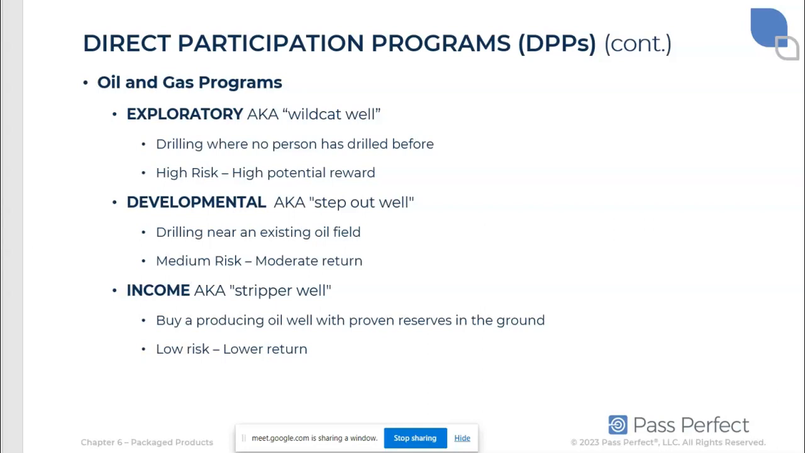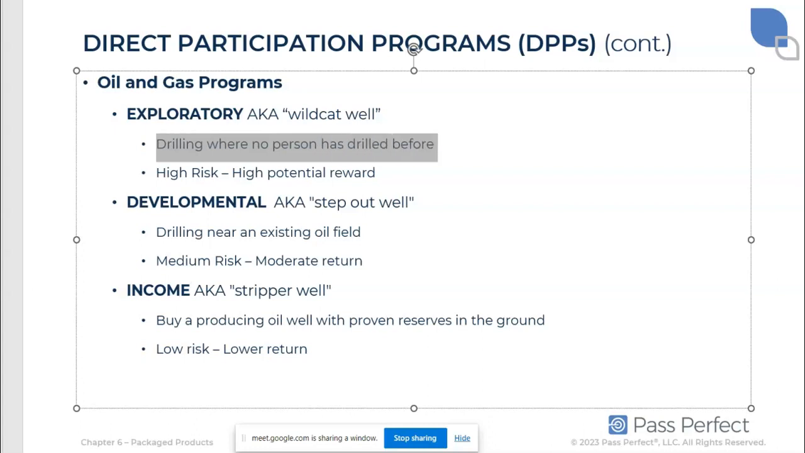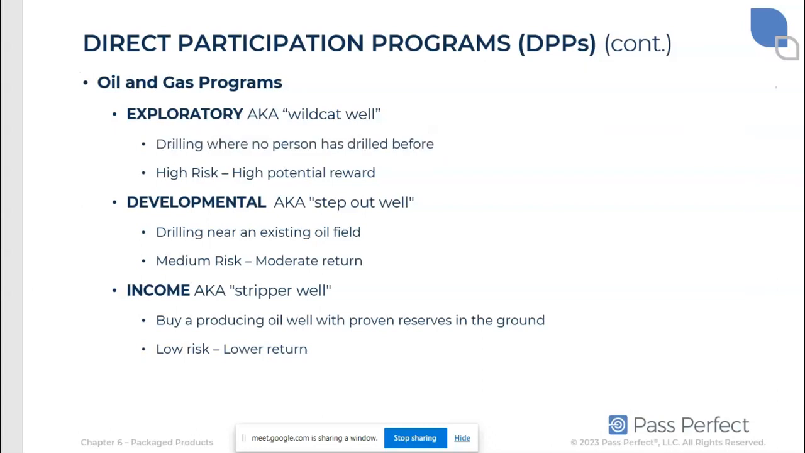Now, even then, there are different types. Exploratory or wildcatting means, well, it's like Star Trek. To boldly drill where no person has drilled before. So it basically means we think there's oil under the ground. The geological surveys say there probably is, but until they actually set up some oil wells and start drilling, they're not going to know for sure. So these are considered to be very high risk, but hey, if it hits big.